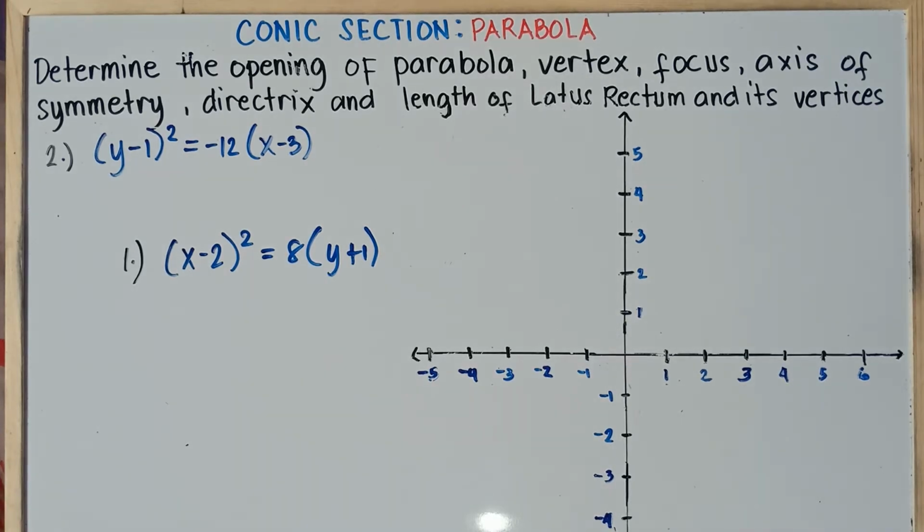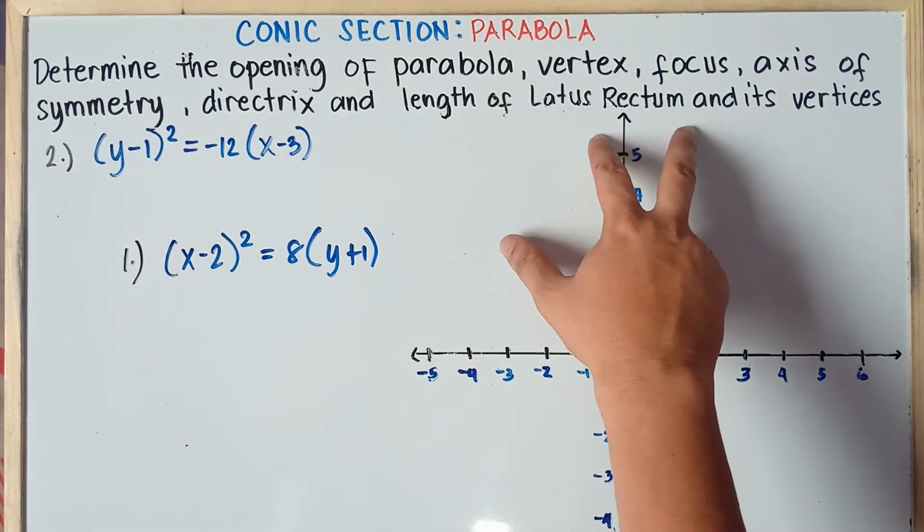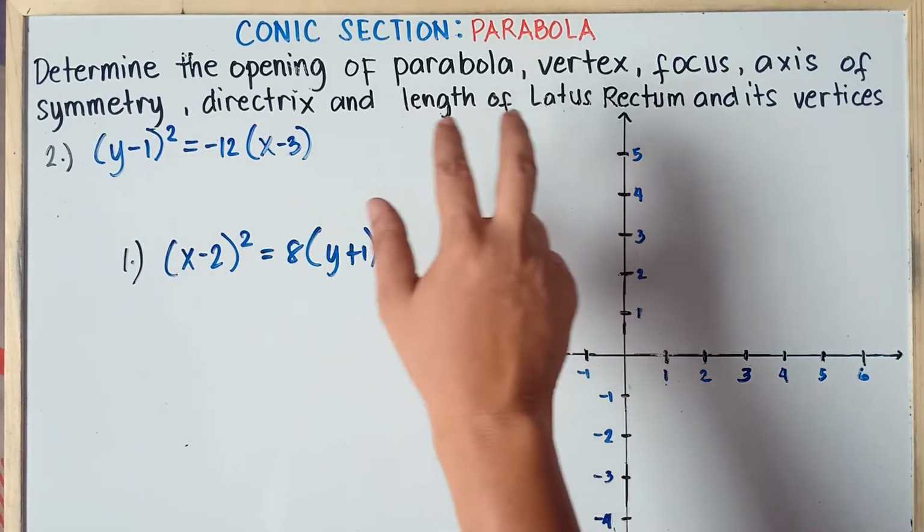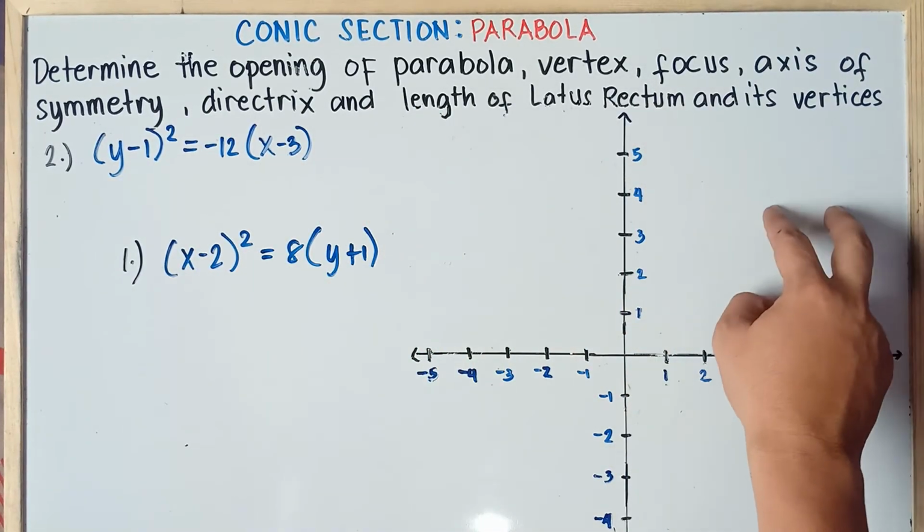Our topic for today's class is all about the conic section, and we are focusing on the parabola. So without further ado, let's do this topic. Now we are told to determine the opening of the parabola, the vertex, the focus, the axis of symmetry, the directrix, and the length of the latus rectum and its vertices.